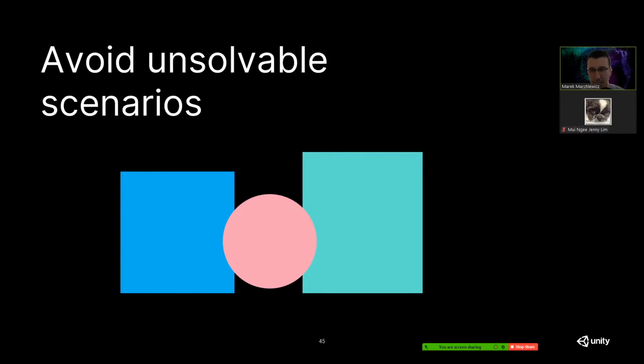Then one last thing in this section is you usually want to avoid some unsolvable scenarios to get rid of the jitteriness in your simulation. So here, imagine that this cube is a kinematic cube. It's a rigid body, it's set to kinematic, and the same for this one. They both are kinematic, but the rigid body in the middle is a rigid body that's not kinematic. It's reacting to all the collisions.